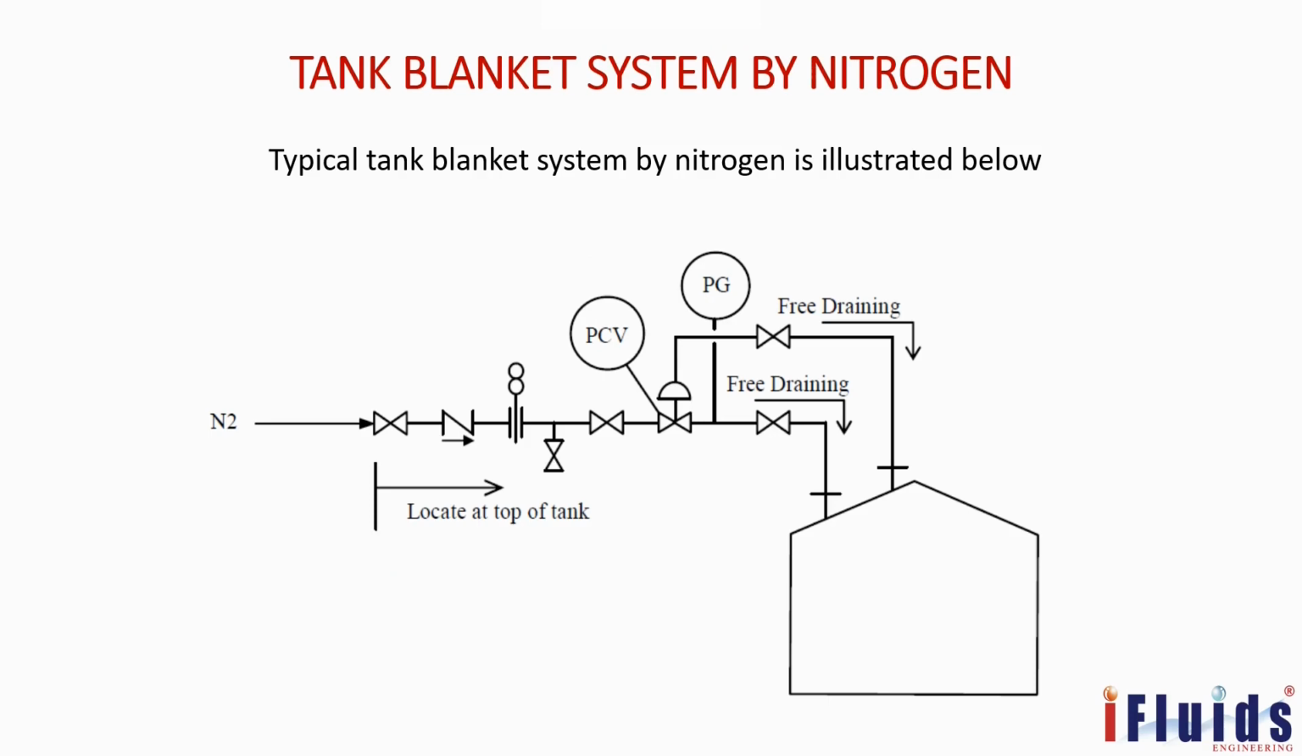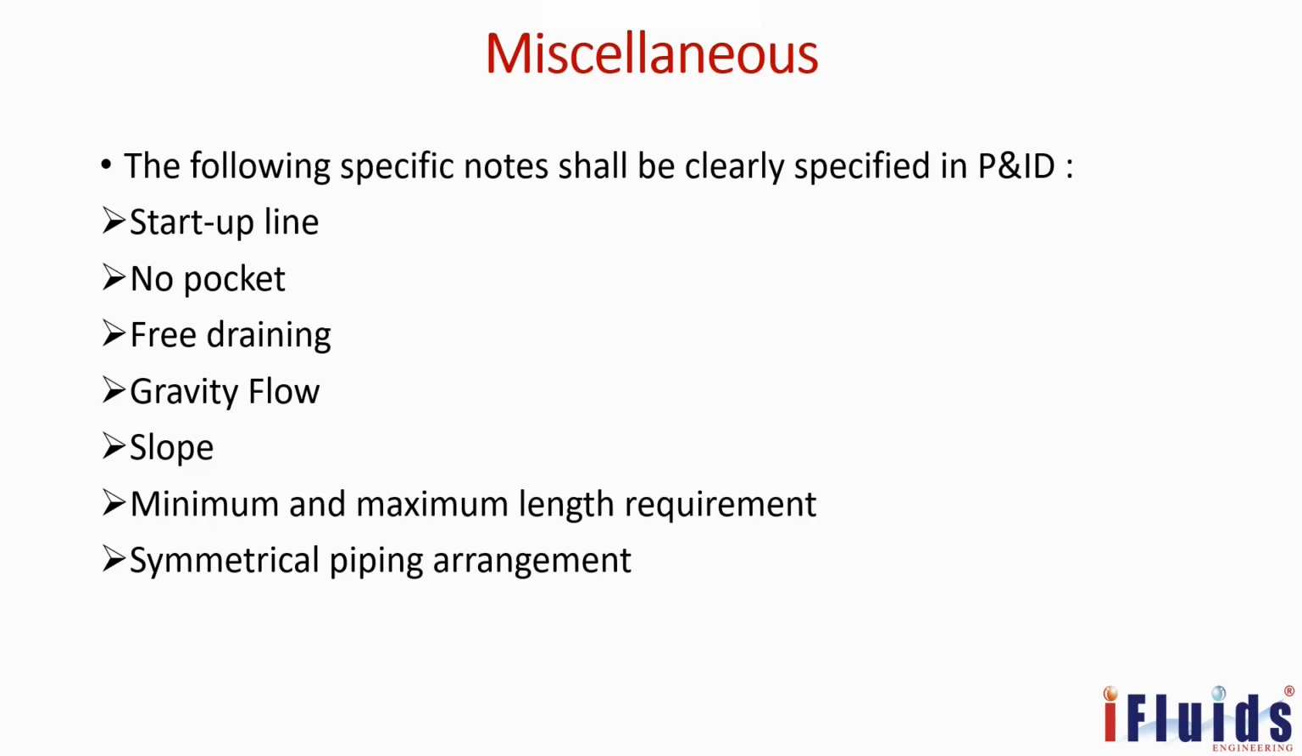Normally, the tank blanketing system is located at the top of the tank. You have to mention it in the P&ID accordingly. Now, there are some miscellaneous points which are to be mentioned in the P&ID while we are making it. The following specific notes shall be clearly specified in the P&ID.